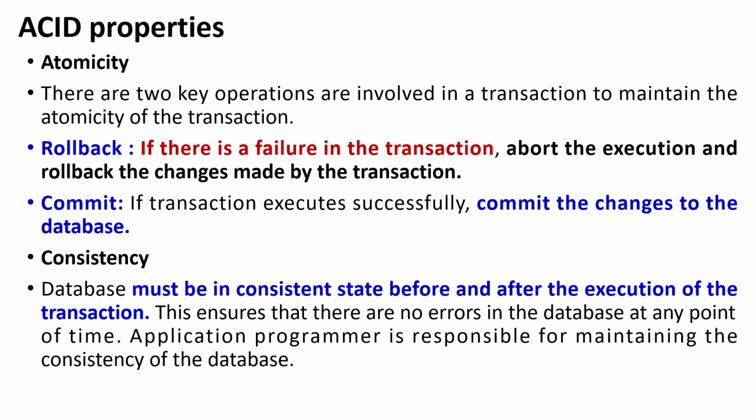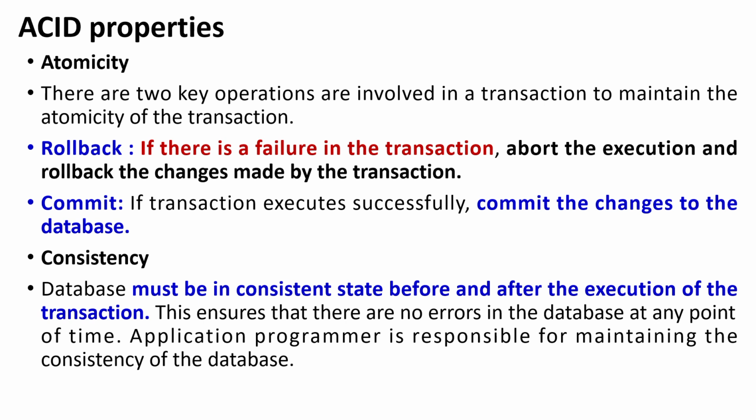So atomicity consists of rollback function and commit function. If there is a failure in the transaction, abort the execution immediately and roll back the changes made by the transaction. Or commit: if the transaction executes successfully, commit the changes to the database.